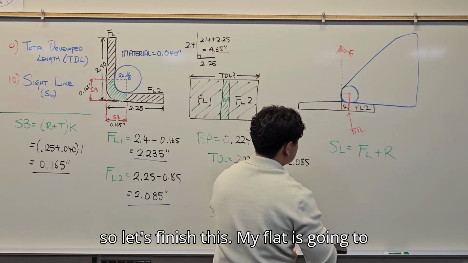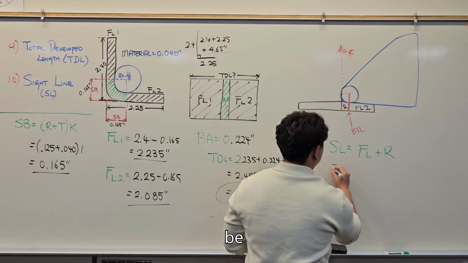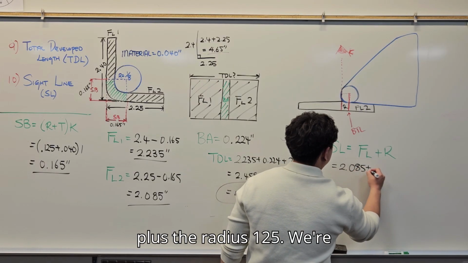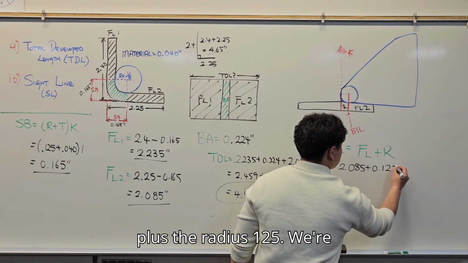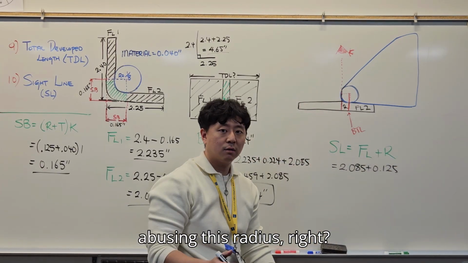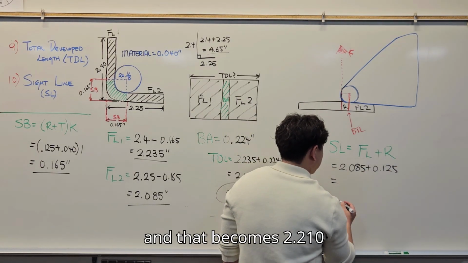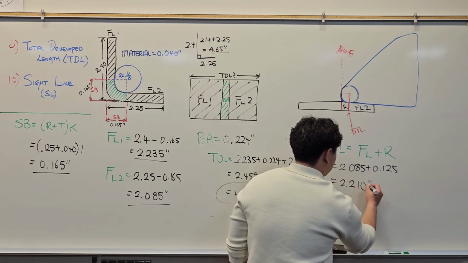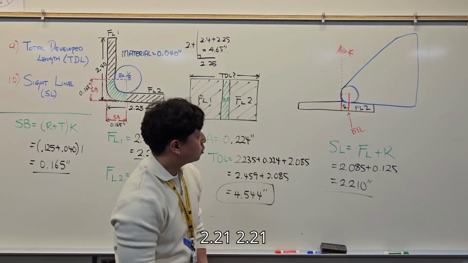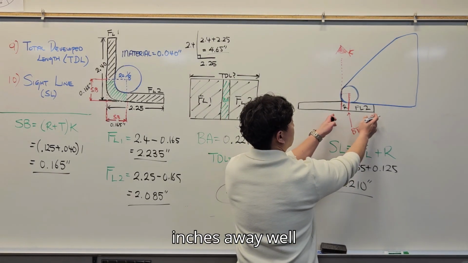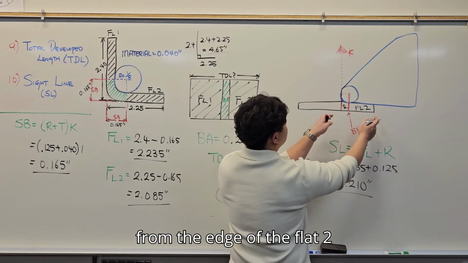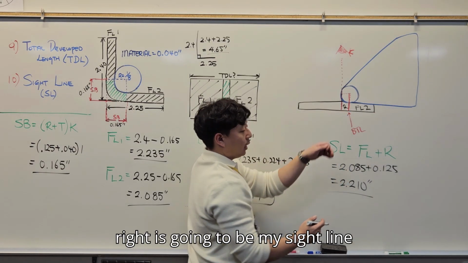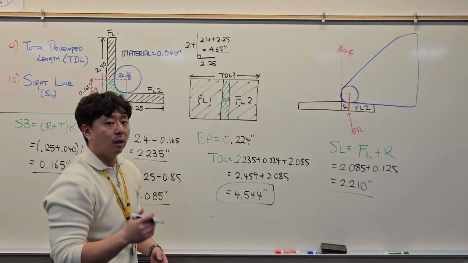So let's finish this. My flat is going to be 2.085 plus the radius, 0.125. We're reusing this radius, right? And that becomes 2.21. So 2.21 inches away from the edge of the flat 2 is going to be my sight line.